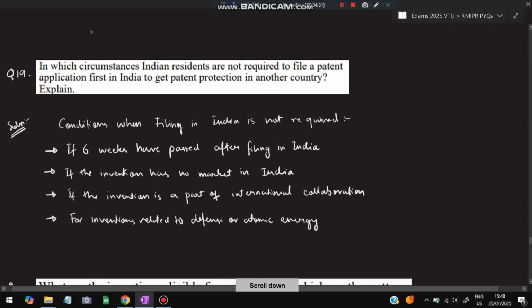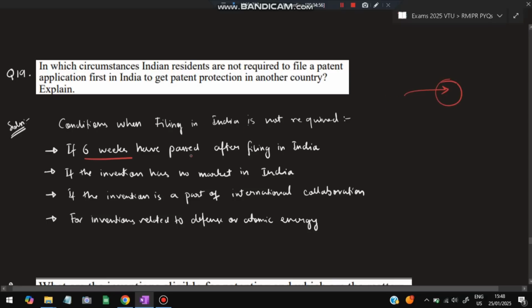Moving on to the next open question, which is: in which circumstances are Indian residents not required to file a patent first in India to get patent protection in another country? Suppose one Indian resident wants to apply for a patent in another country. Before applying to the other country, he has to apply in India. In which circumstances is filing in India first not required, and he can apply directly to the other country?